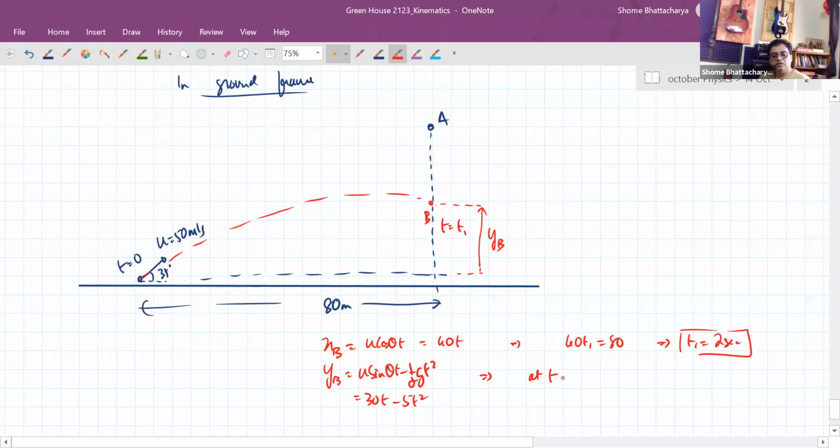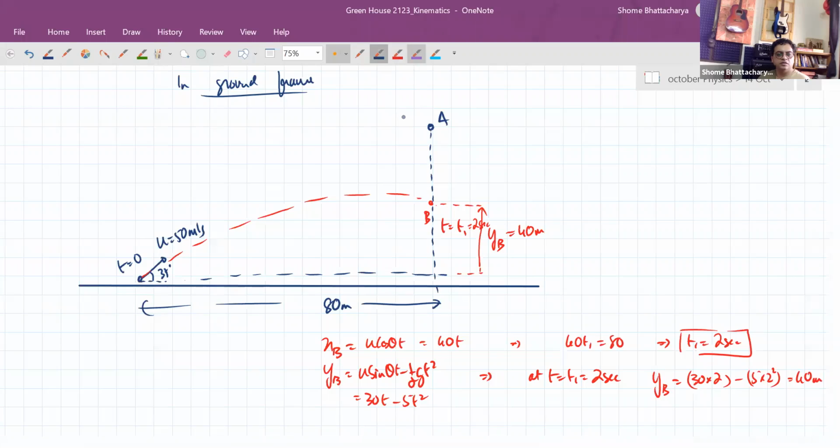So at t equal to t1, which is 2 seconds, the y component of B's displacement will become 30 into 2 minus 5 into 2 square. So that is 40 meters. So you can see that this is becoming 40 meters at t equal to 2 seconds. So if A is also here at this point of time, then A's displacement, suppose A is here at time t2.